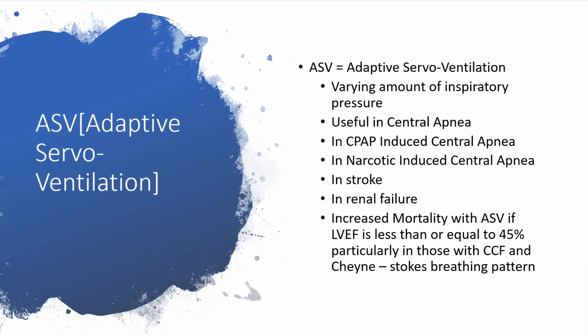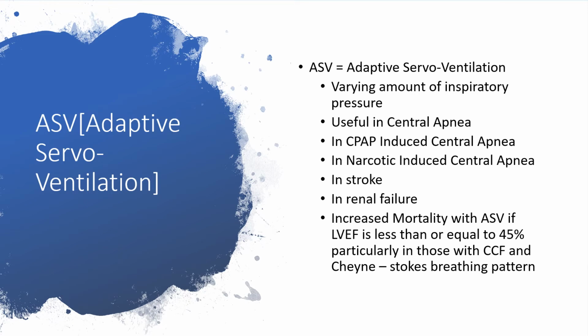ASV is adaptive servo ventilation. This is dealing with varying amount of inspiratory pressure. It is useful in central apnea. And we're going to use it in continuous positive airway pressure induced central apnea or in narcotic induced central apnea. It's useful in stroke. It's useful in renal failure.